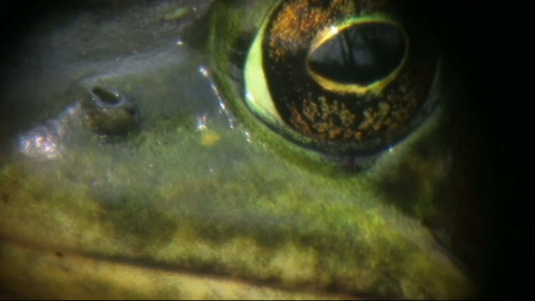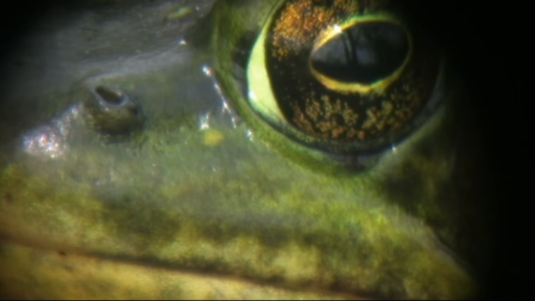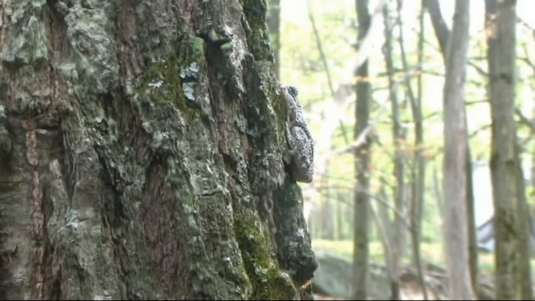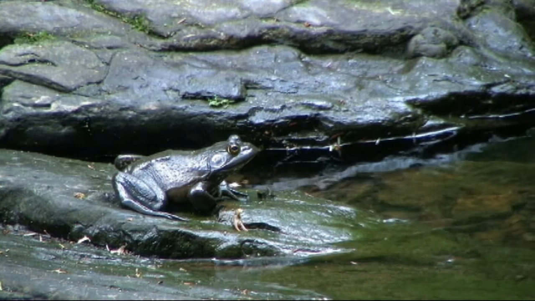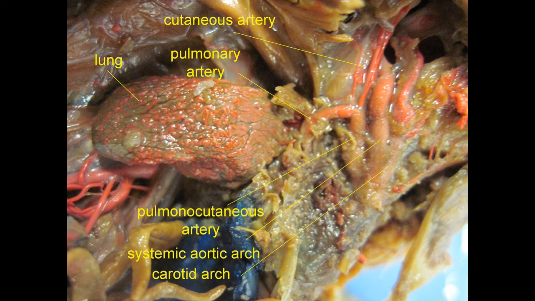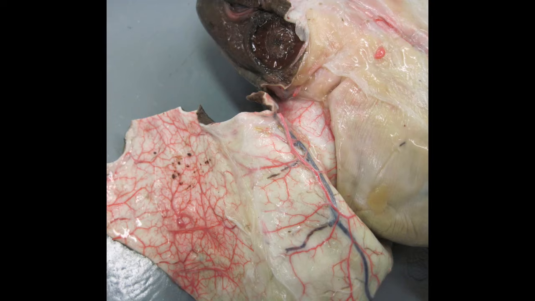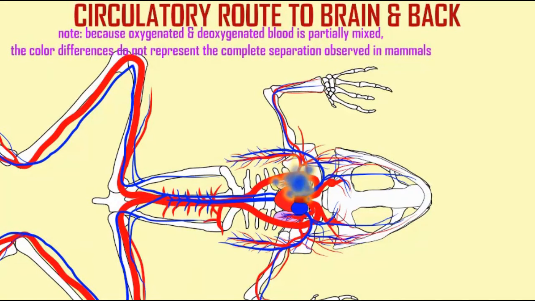The pulmocutaneous artery has two main branches, one going to the lungs and one going to the skin. Amphibians typically perform a significant amount of respiration through their skin, which is why the blood vessels of their skin are so prominent. So the cutaneous capillaries can also then convert deoxygenated blood into oxygenated blood.